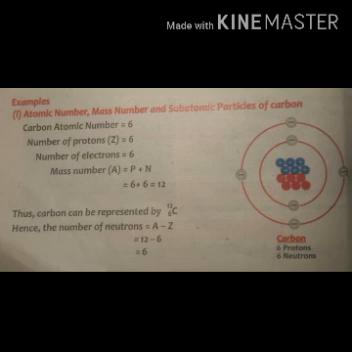Hence, the number of neutrons can be determined as A minus Z. A is mass number and Z is atomic number. Whenever we subtract the atomic number from the mass number, we can determine the number of neutrons. So A minus Z, 12 minus 6 equals 6. So the number of neutrons is 6.